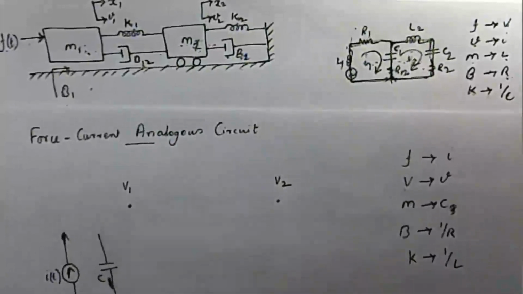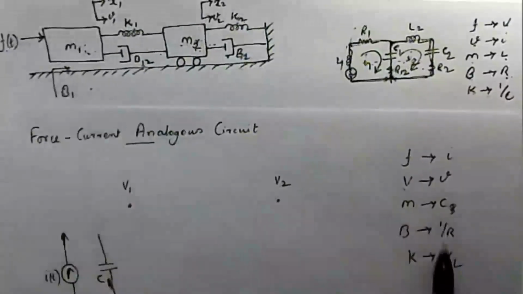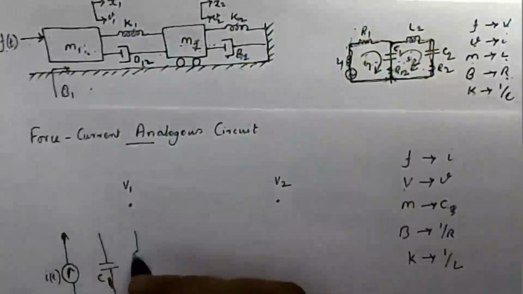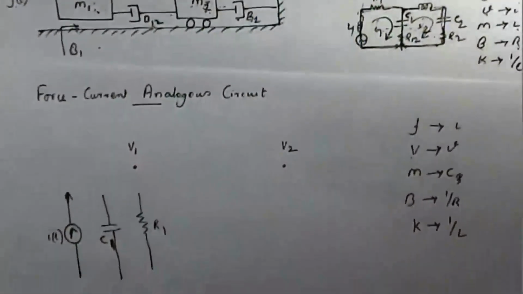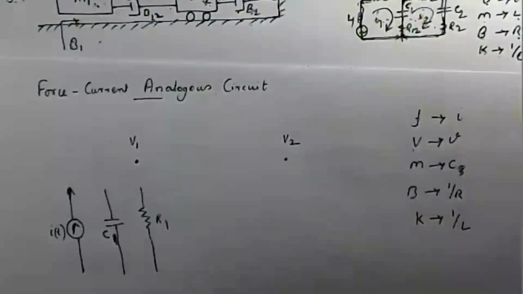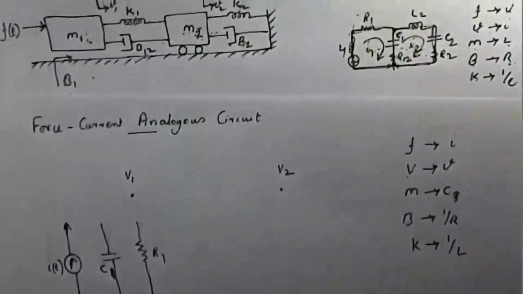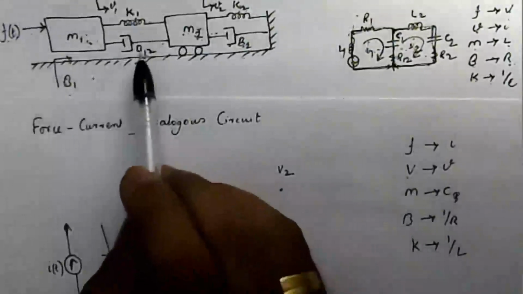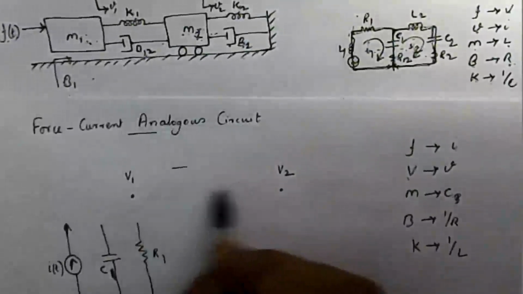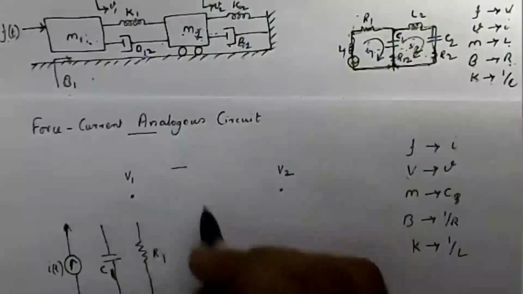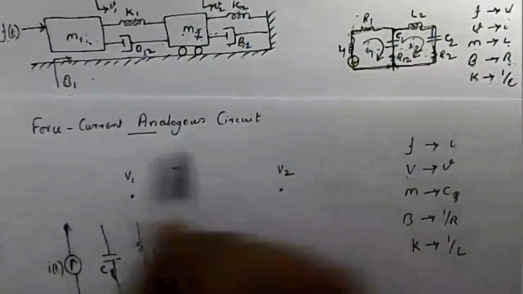Capacitor C1, then B1 R1. The common element K and B, K, the inductance, is drawn between these two nodes. Both are drawn in parallel.